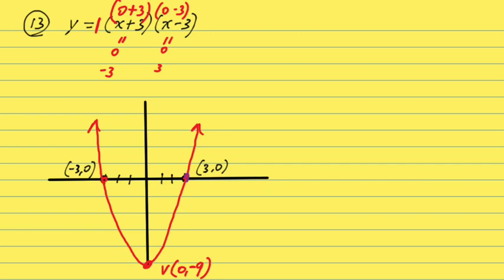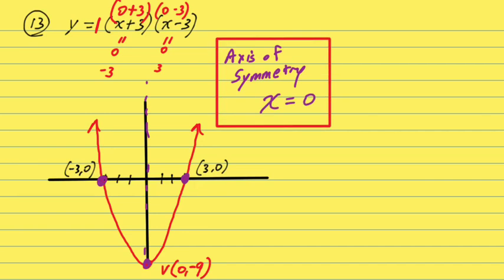They want us to give you the intercepts, the vertex, all labeled, and the axis of symmetry. In other words, the axis you could fold it on and match up the points. In this case, the y-axis, or x equals 0. It's always x equals the x-coordinate of the vertex.